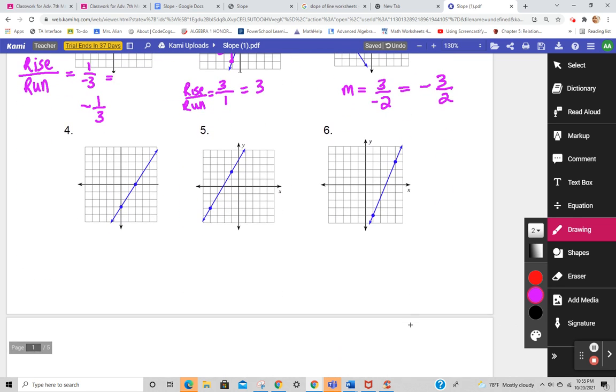All right, let's go ahead and look at some more examples. Actually, you can stop the video right now, work these examples, and come back and check and see how you did. I'm going to go ahead and continue.